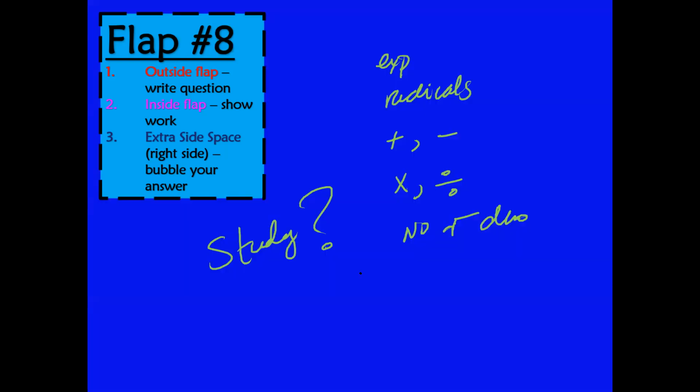For number 8, we talked about exponential form, radical form, adding and subtracting square roots, multiplying, dividing square roots, and also rationalizing radicals in the denominator. Which one do you feel is the most difficult one that you will need to study a little bit more?